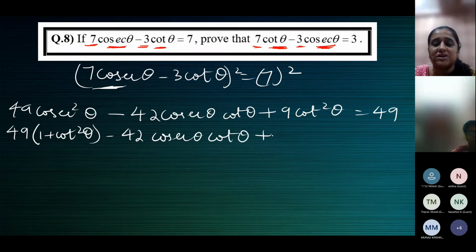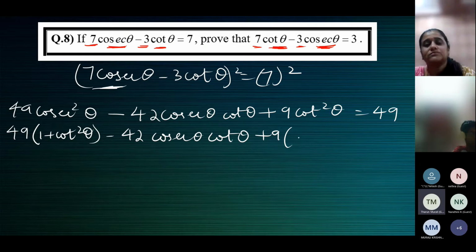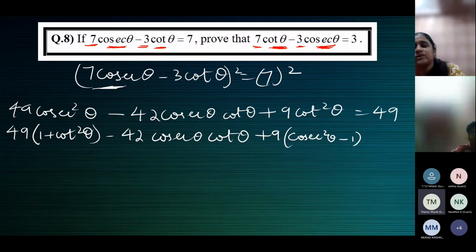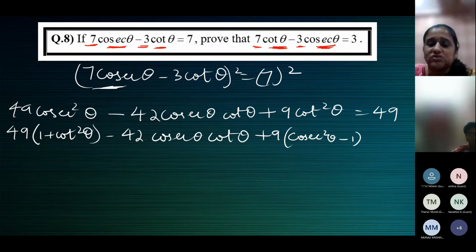Then again replace cot square theta with, what is cot square theta? Cosecant square theta minus 1, ma'am. I think Tarun Murali, you said plus 1? Oh, sorry, ma'am. Minus 1. Cot square theta is equal to cosecant square theta minus 1. That's all, children. If you do this, you will get the answer. This is what you should remember.